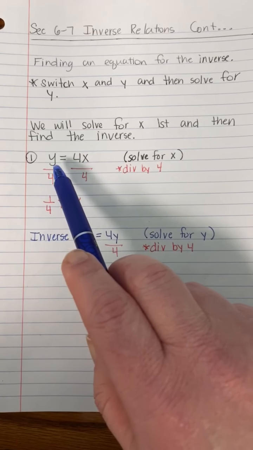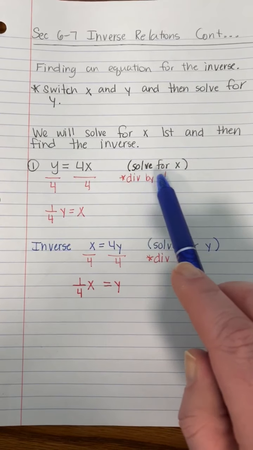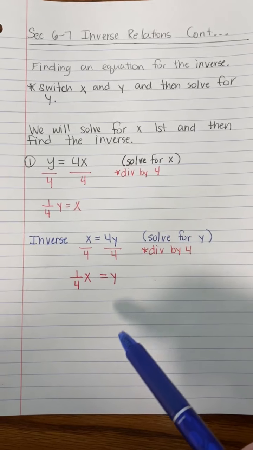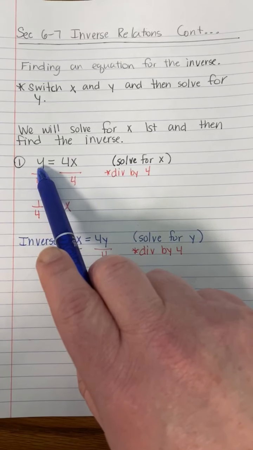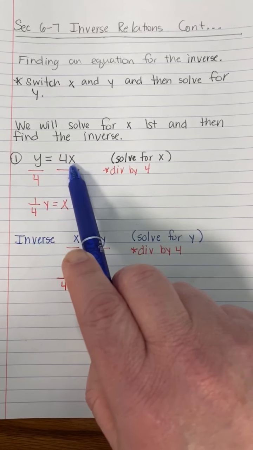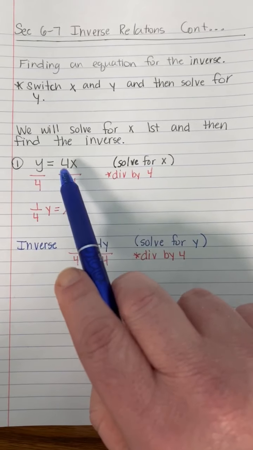So here's my original equation, y equals 4x. Now in parentheses, I have solved for x. They may not say that. And guys, obviously I can't solve for y right now because y is already by itself, so it only makes sense that I have to solve for x. So this is the original equation. This is not the inverse, okay?